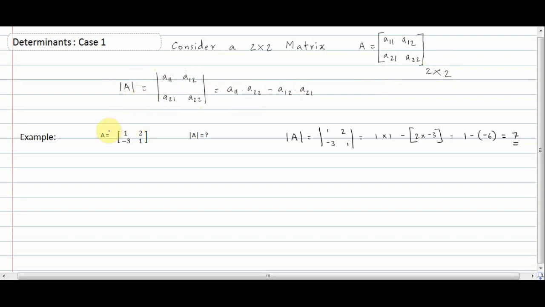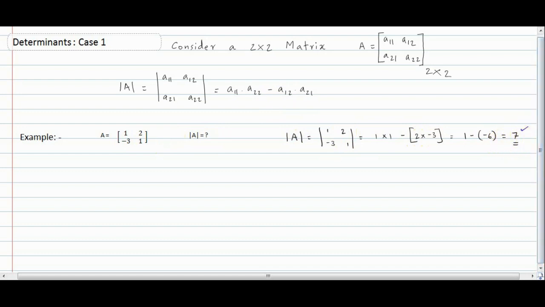Okay, let's see an example. Suppose we have a matrix A with elements 1, 2, minus 3 and 1. How to calculate determinant value? You can see that using this formula we can calculate determinant value like this. Determinant of A will be equal to determinant of 1, 2, minus 3, 1. That will be equal to 1 into 1 minus 2 into minus 3. So we will get the result as 7.